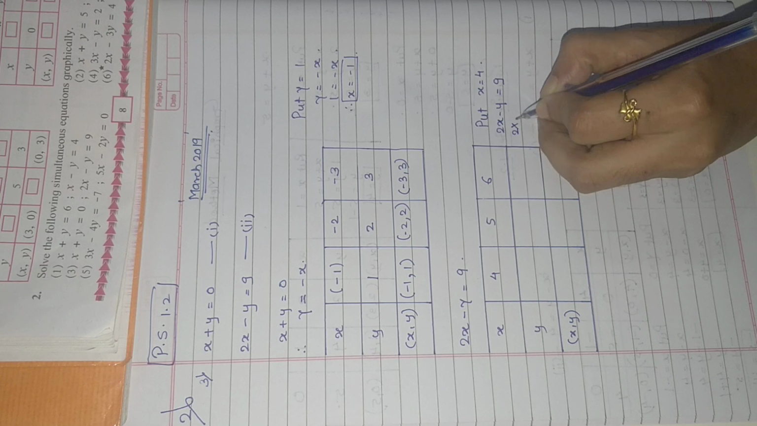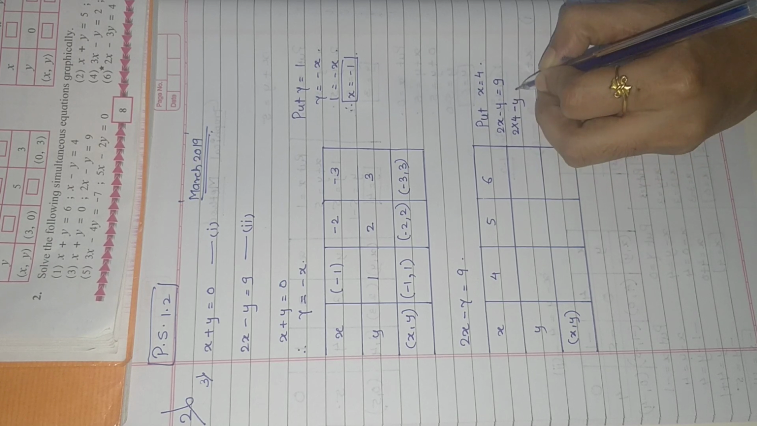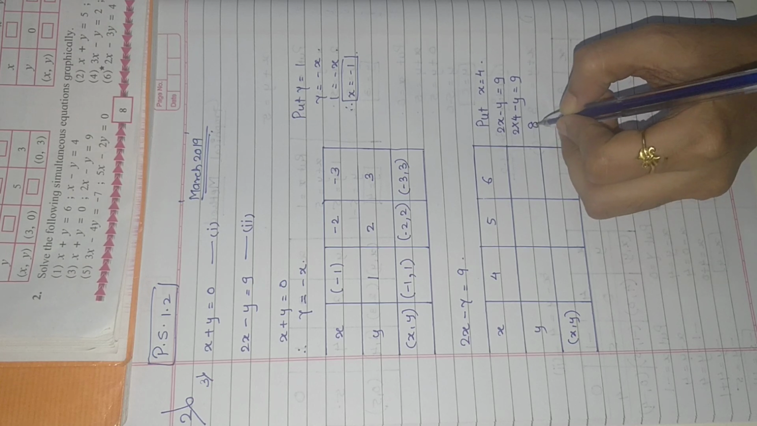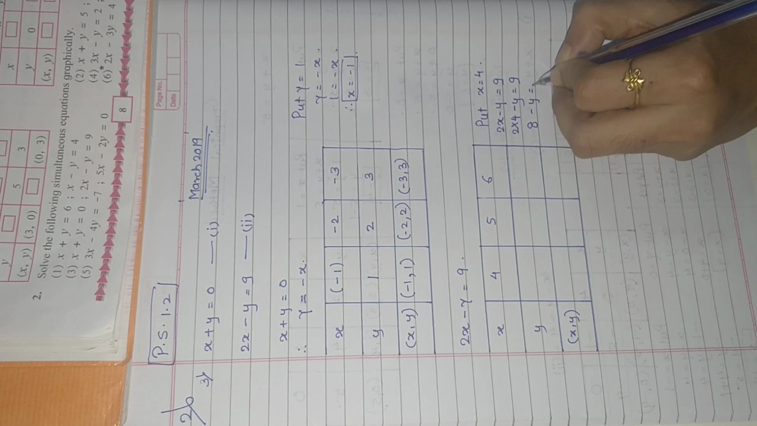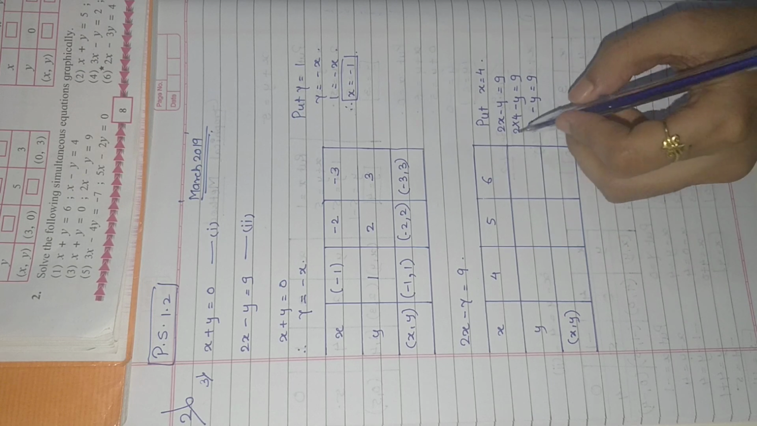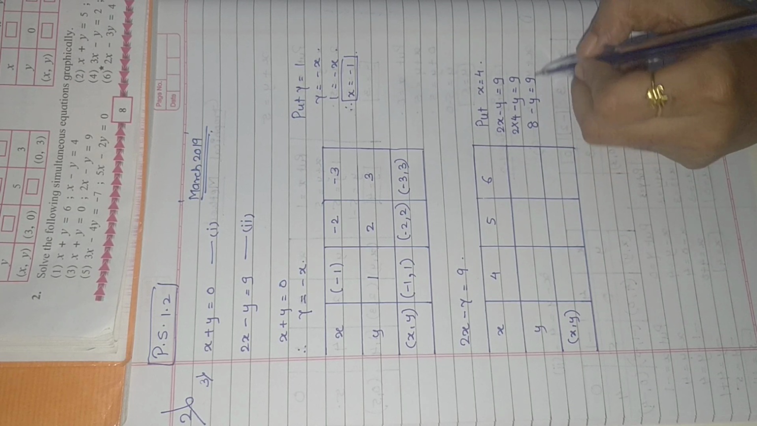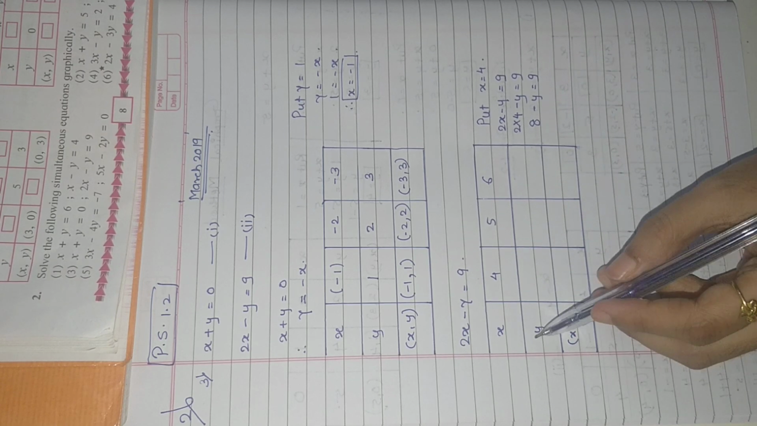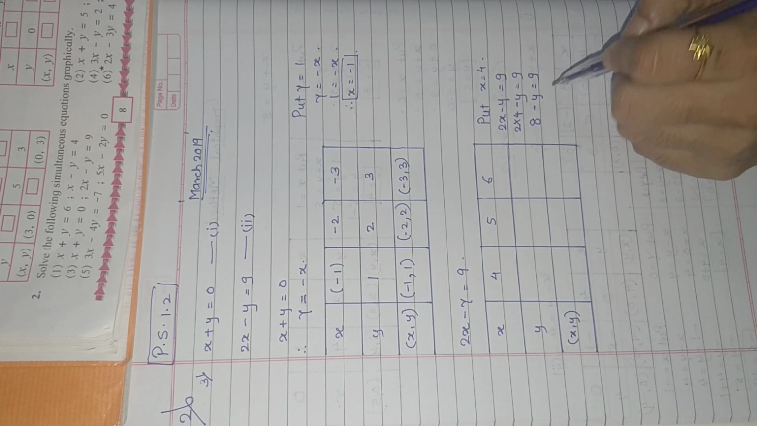So 2 into 4 minus y is equal to 9. 2 fours are 8. Minus y is equal to 9. Clear? So y will go on the right hand side because it is negative, and we need to make it positive. Unless and until you make it positive, you will not get the correct answer.